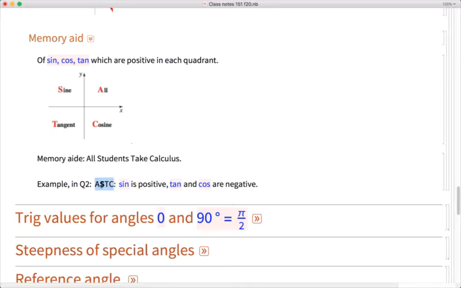So just as an example, in quadrant 2, we take all students take calculus. S is what's in quadrant 2. This is that the sine is positive in quadrant 2. And remember, this is telling us that only the sine is positive. So that tells us also that the tangent and the cosine are going to be negative in that quadrant.